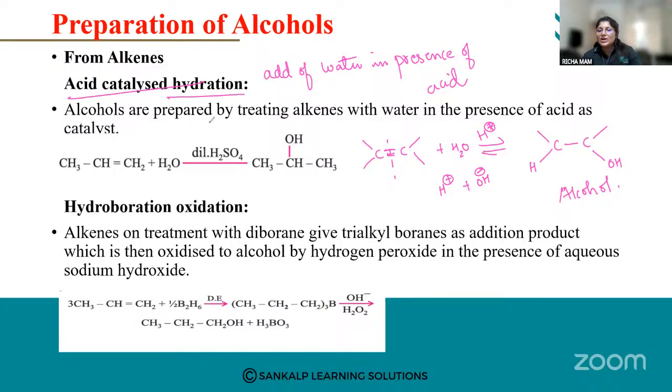So alcohols, how are they prepared? They are prepared by treating the alkenes with water in the presence of acid as the catalyst. So we are making use of the acid as the catalyst. So this is the acid catalyzed reaction. Okay, is it clear?